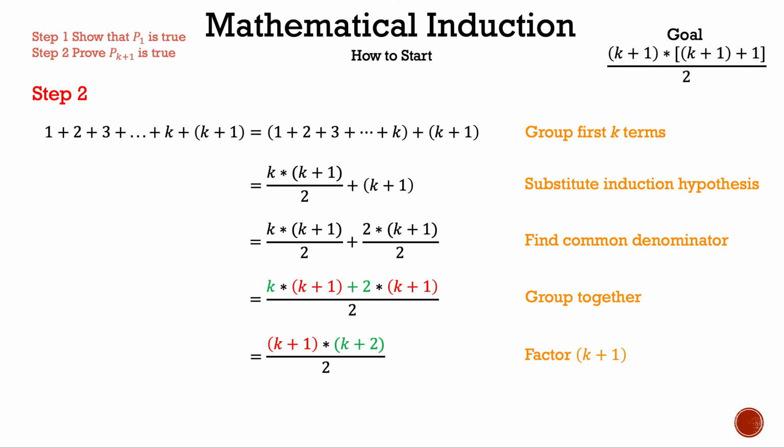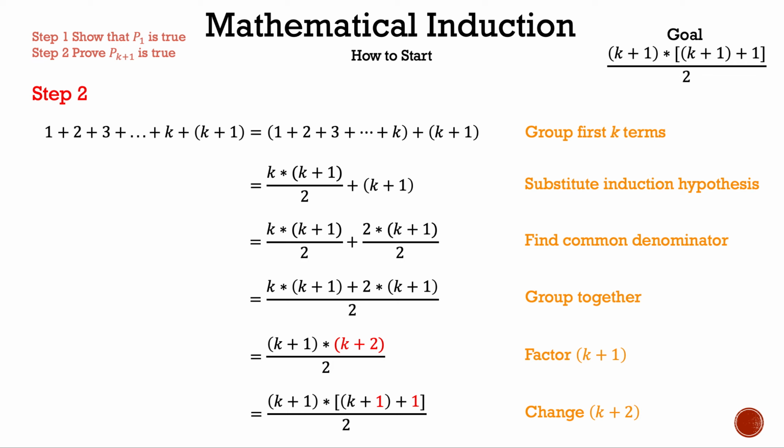Now, if you don't see that, that's okay. You can distribute what you have and then factor out the resultant trinomial, or you can use the quadratic formula. All three ways will lead us to our goal, so it doesn't matter which method you use. Now, we only have one more step. What do you think it is? Well, we have to rewrite k plus 2 as a quantity of k plus 1 plus 1. We have our goal, so we have finished step 2.